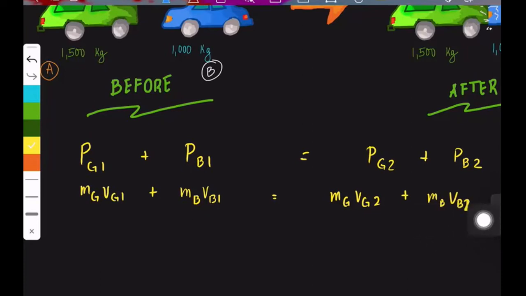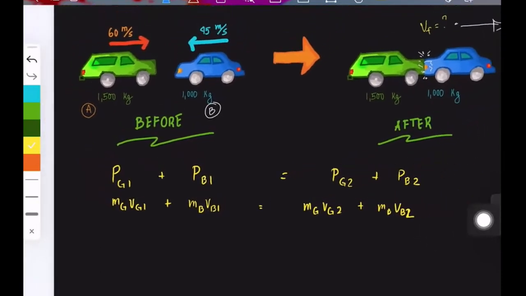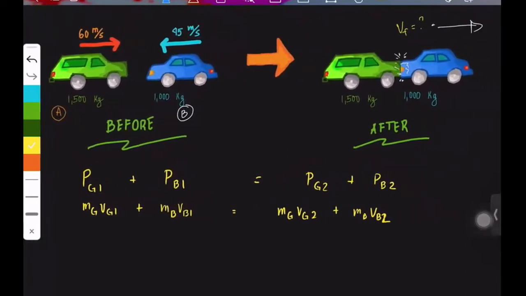Now, when we go back here, after the collision, the green car and the blue car now have one common velocity. That means their masses will not change. Why? Because nothing was taken away and nothing was added. So their masses are still the same, but they have now one common velocity.